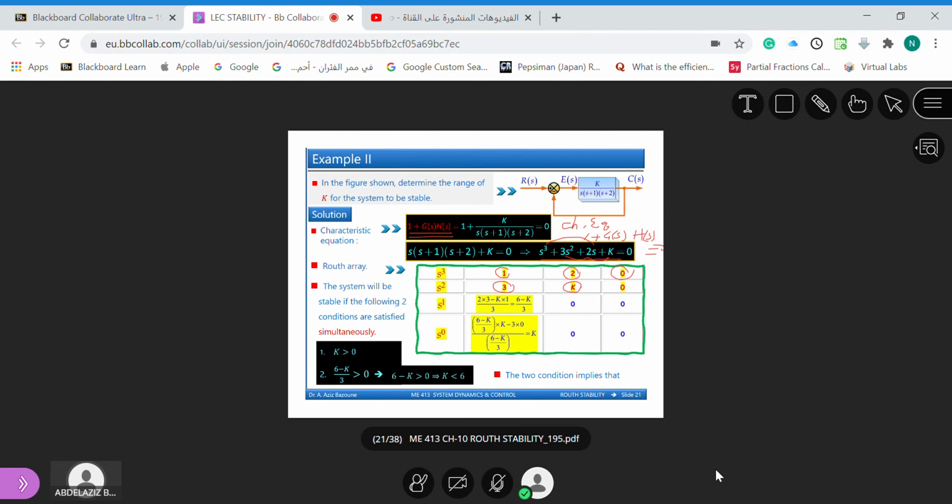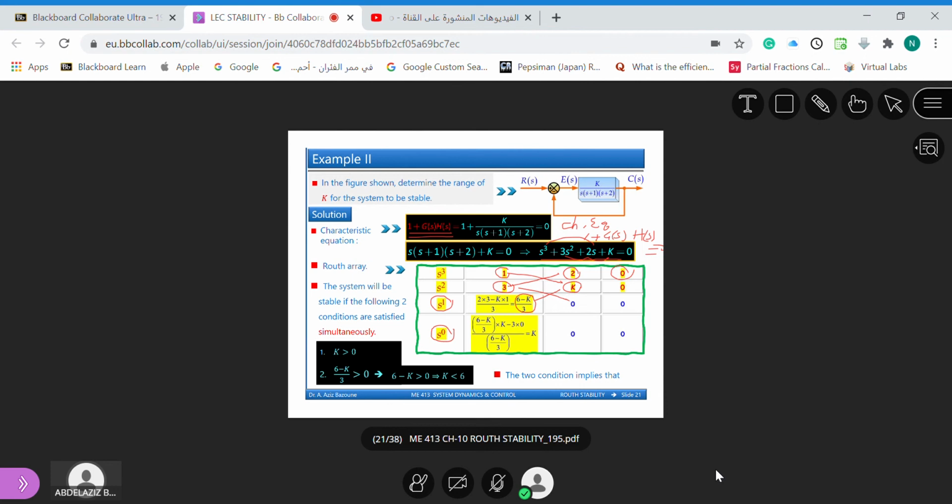Now you will form the Routh array starting from S to the power 1 and S to the power 0. So here, this will be 3 times 2 minus K times 1 divided by 3, which will give you 6 minus K over 3. How to get this one? This will be 6 minus K over 3 multiplied by K minus 3 multiplied by 0, over 6 minus K over 3. So this will be 0. You simplify, and it will be K.